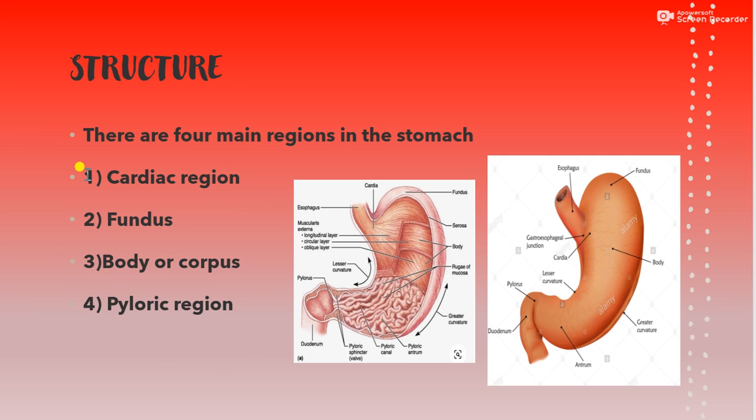So first of all, we see here the cardiac region. Look at this. This portion is the cardiac region. This cardiac region is the upper part of the stomach where the esophagus opens. The opening is guarded by a sphincter, and that sphincter is called the cardiac sphincter, which opens only towards the stomach. And this portion is known as the cardiac end.